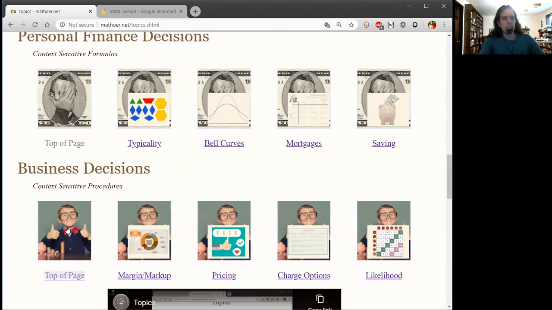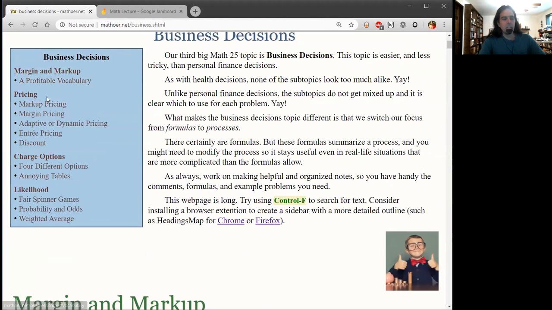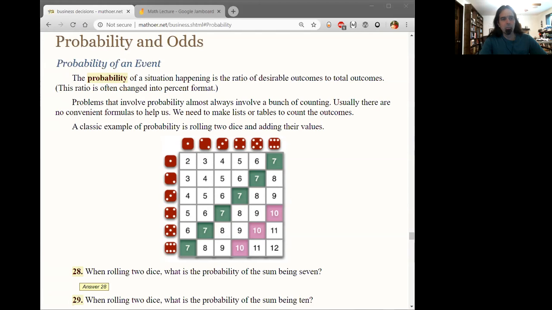So we're in the last topic. We've done markup and margin and pricing and charge options. We talked about the fair spinner games, but I don't want to review them now. They will come back and be part of what we do when we get to weighted average. But let's just start with probability and odds. So probability is a ratio. It's how many outcomes we care about compared to how many outcomes there are total.